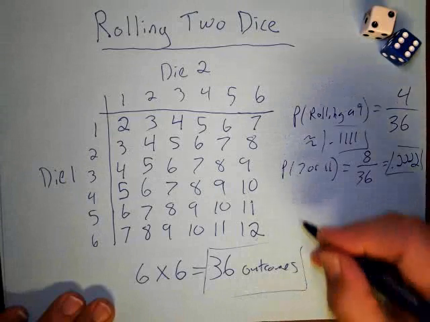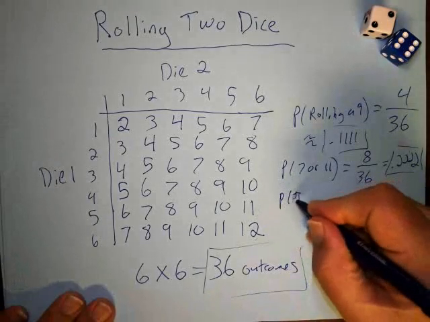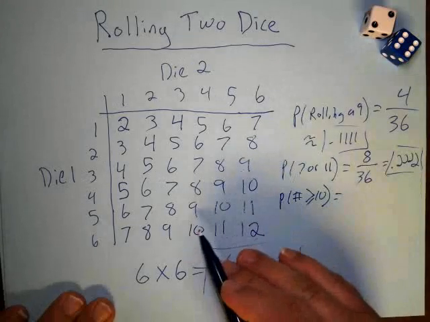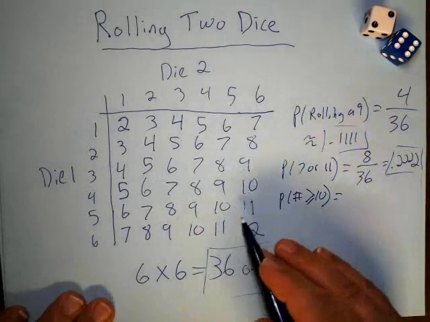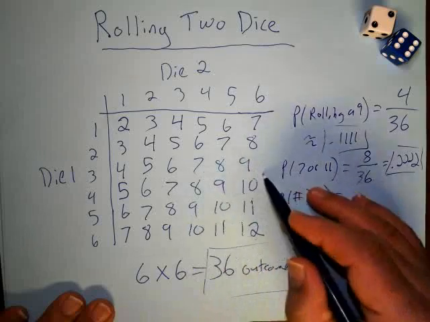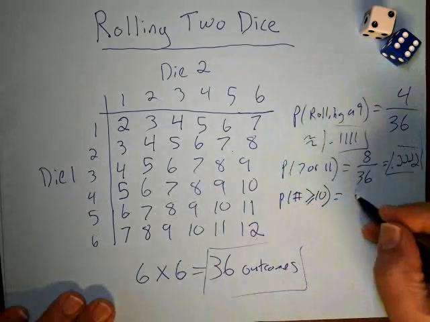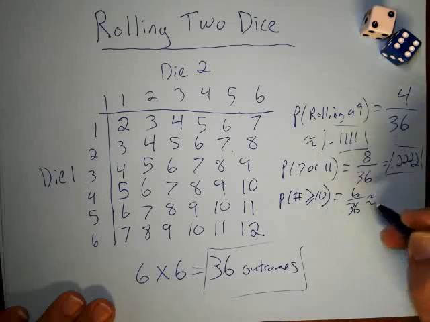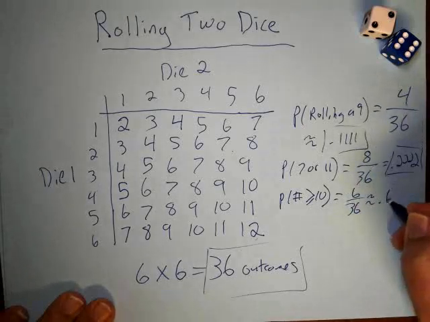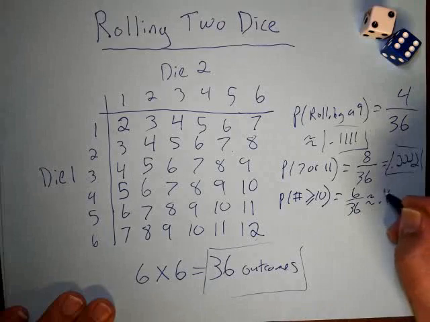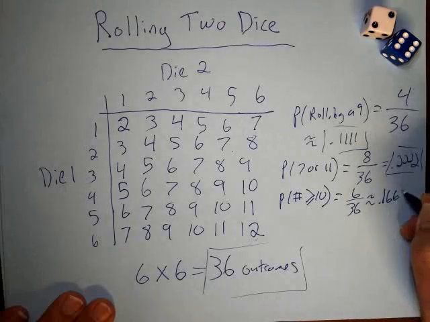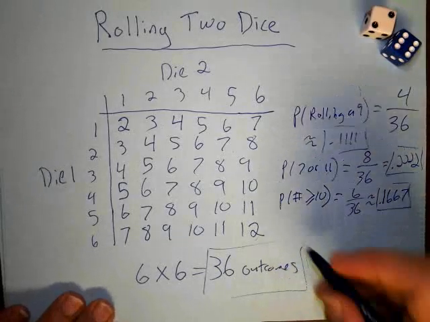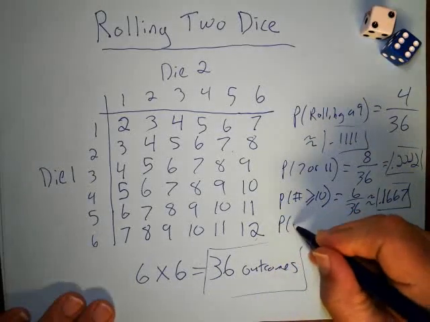Okay, I could do probability that the number that I roll is greater than or equal to 10. So it'd be like there's 3, 4, 5, 6. It'd be these numbers right here. There would be 6 out of 36. Okay, which would reduce down to 1/6. So 1/6 would be that probability of rolling a number greater than or equal to 10.